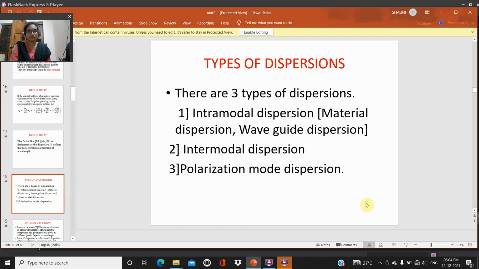Types of dispersions. How will these dispersions be classified? Mainly intramodal dispersions, intermodal dispersions, and polarization mode dispersions. These are the three dispersions that occur. Intramodal dispersions mainly occur due to material and waveguide dispersions. Intermodal dispersions may be considered as the overall dispersions. Polarization mode dispersion determines the direction of the polarization of the modes, in which direction, vertical or horizontal.